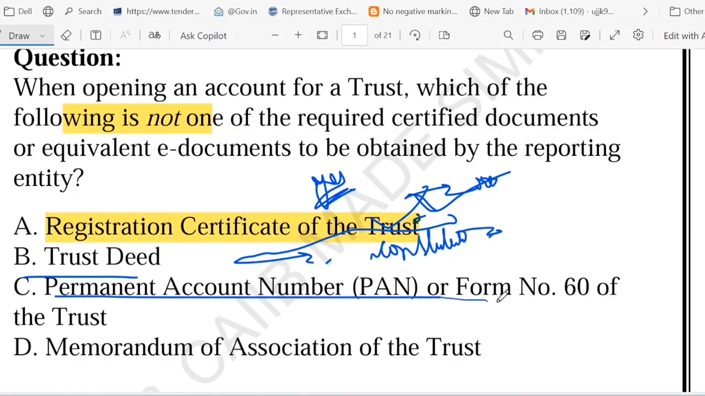The third is PAN and Form 60 of the trust. Yes, this is also required, right? Just like an individual, a trust also needs a tax identity. So either a PAN card or, if PAN is not available, Form 60 must be submitted.